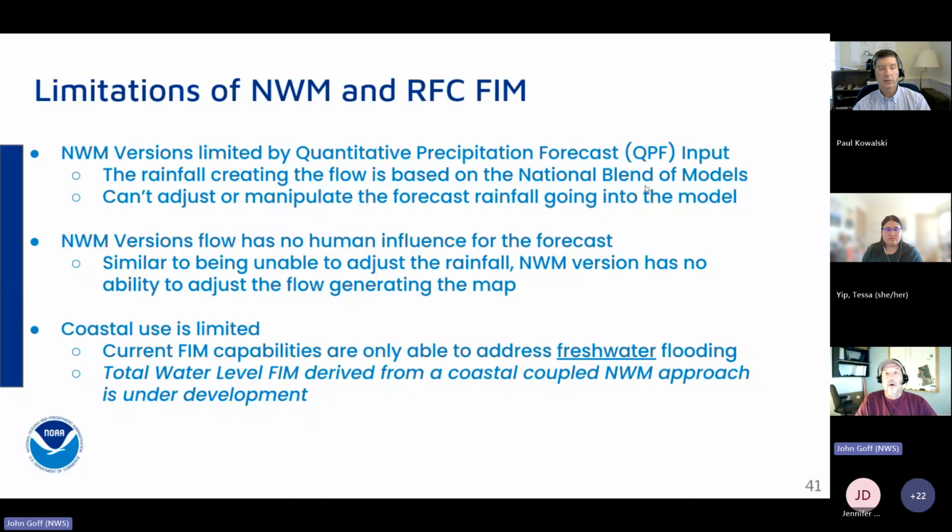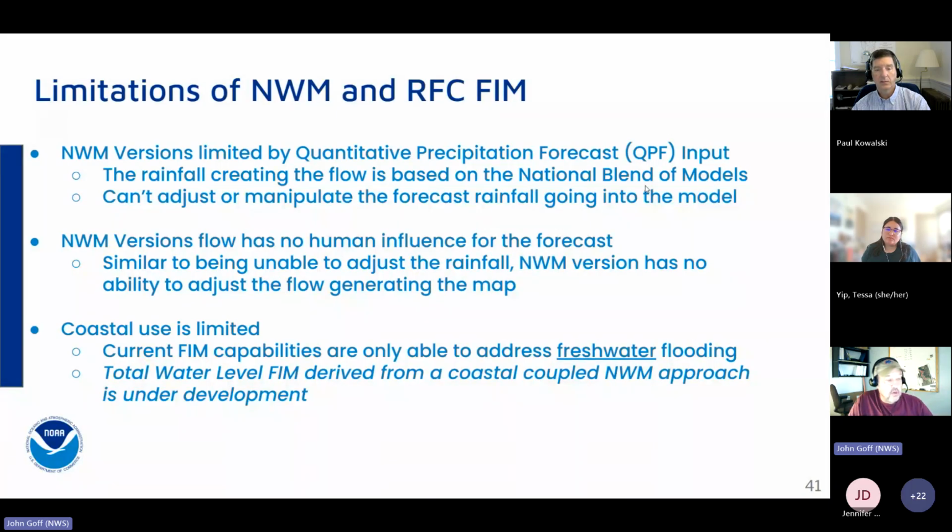You know, these RFC static FIM maps are updated when the RFC puts the forecast out. And the categorical FIM, that's a static map. It never changes. Some of this is only updated a couple times a day. The water model instantaneous is updated every hour, but there's limitations on that. So it doesn't have a lot of human influence on that.